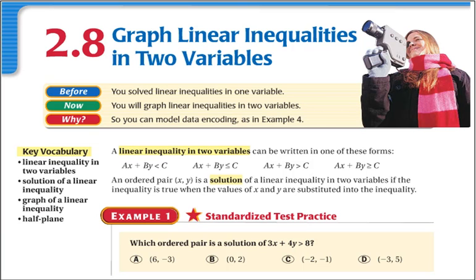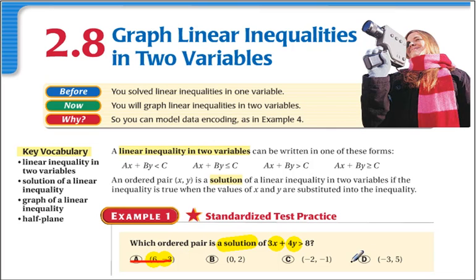This little clip is from your textbook, and it starts with an SAT type practice question asking which of the ordered pairs is a solution to this inequality. So what that means is if I chose one of these and I put the x coordinate in for the x here and the y coordinate in for the y here, I would get a statement that is true. So if I put 6 in, 6 times 3 is 18 plus negative 12 is 6. 6 is not greater than 8, so that's not the solution.